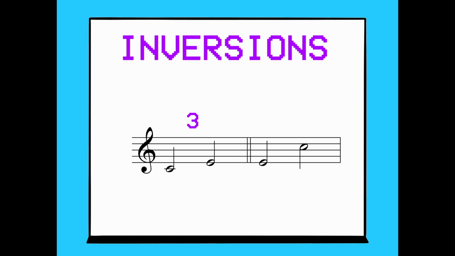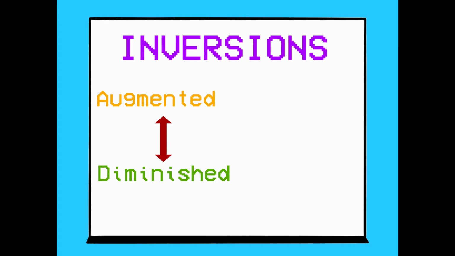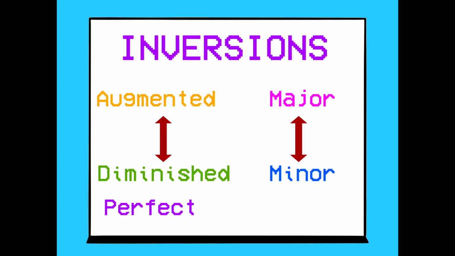If you have a third, then inverting it will give you a sixth. 3 plus 6 equals 9. If you have a fourth, inverting it becomes a fifth. 4 plus 5 equals 9. If you have a unison, inverting it becomes an octave. 1 plus 8 equals 9. As far as qualities, augmented inverts with diminished, and major inverts with minor. Perfect is perfect, and doesn't change quality.